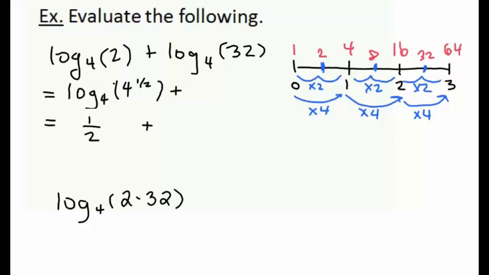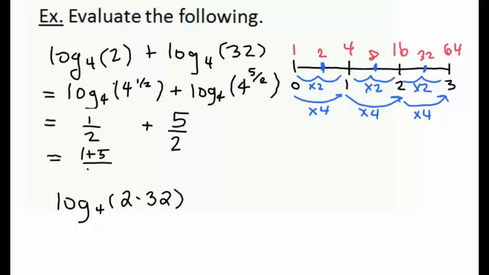So we could say that 32 must be 4 to the power of 2.5. 2.5 we can write as 5 over 2. Now that the base of the logarithm and the base of our exponential expression are the same, I know that the numerical answer here must be 5 over 2. And when I add these two final fractions together, we get 6 over 2, which is equal to 3.